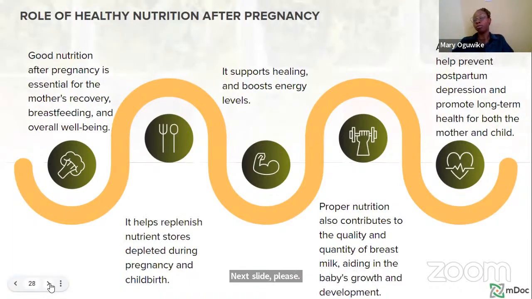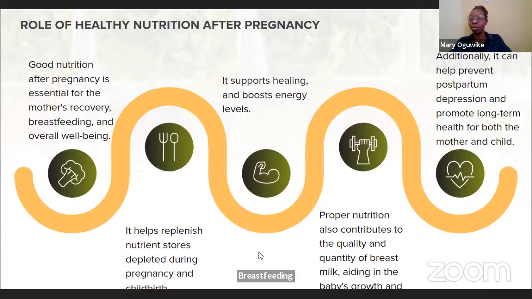Now, good nutrition is not only important during pregnancy, it is also important after pregnancy. And this is why good nutrition is important after pregnancy. It helps in the mother's recovery and breastfeeding and overall well-being, because a lot of changes undergo, both the stretching, the expansion of the womb, the used nutrients in the body, stored nutrients. So after giving birth, you have to eat healthy for your body to get back what it lost during pregnancy.